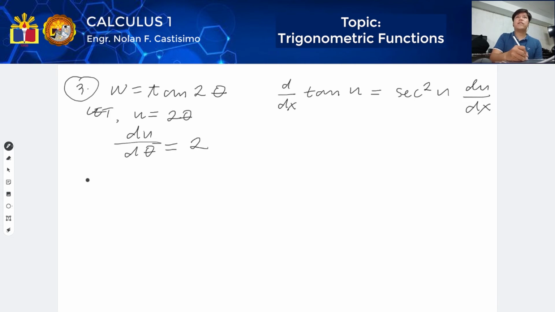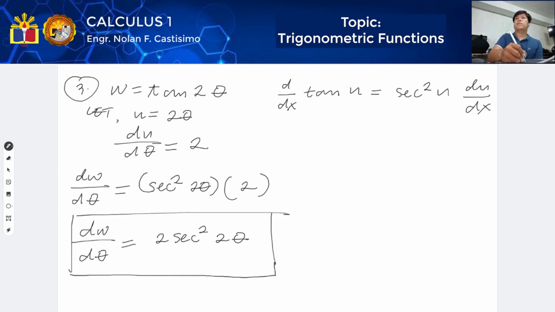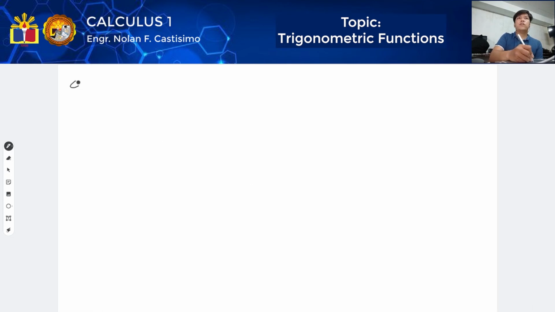So, now, we have dw over d theta is equivalent to secant square u. Ano yung u natin? 2 theta. Lagyan natin ng parenthesis. And then yung du over d theta natin is 2. So now, we have our final answer. dw over d theta is equivalent to 2 secant square 2 theta. So, ganyan lang siya. Okay?